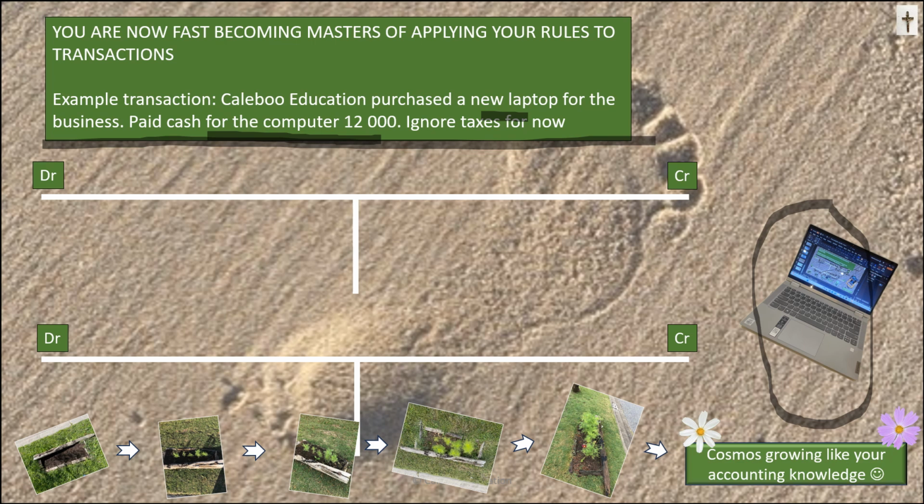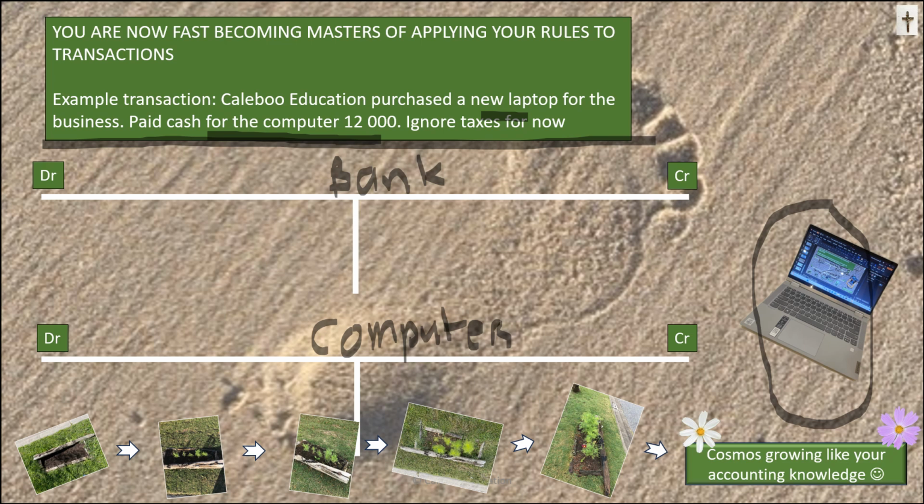Step 1, read the transaction. I've done that. Step 2, identify the accounts involved. There was cash involved here, and this came from the business bank account. So the one account is bank. What did we buy? We bought a laptop. We might have an account called computers. You might put your computers under equipment, but for this, let's just say we call the account computers.